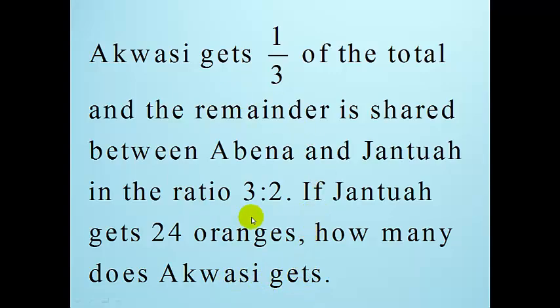Now, let's analyze this problem. We can see that Akwasi gets 1/3 of the total. So if the total number of oranges is known, then we can take 1/3 of it to get Akwasi's own share. I repeat, if you know the total number of oranges, then we can multiply 1/3 by the total to get Akwasi's share of the oranges. Now let's see how we can solve this problem.